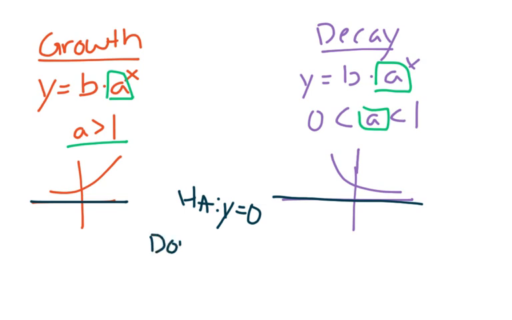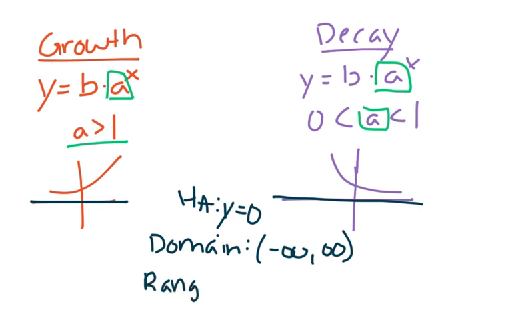Both of their domains, they go on infinitely to the left and the right, is from negative infinity to positive infinity. And the range for both of these functions is from our horizontal asymptote of 0 to infinity. Now, what's going to change depending on the function is your horizontal asymptote and your range, but your domain is always going to be negative infinity to positive infinity. Alright, so let's look at our first one.